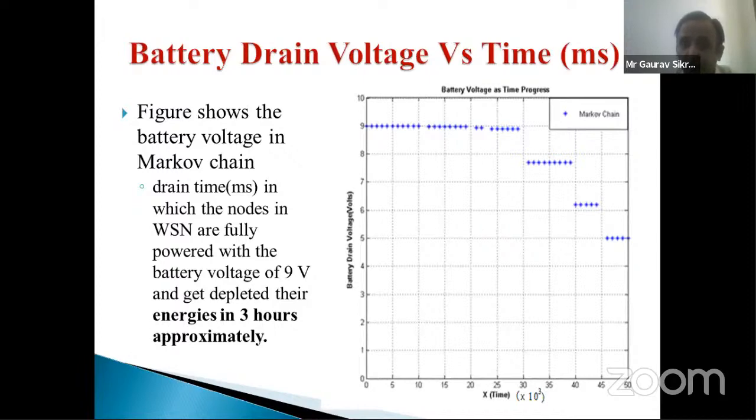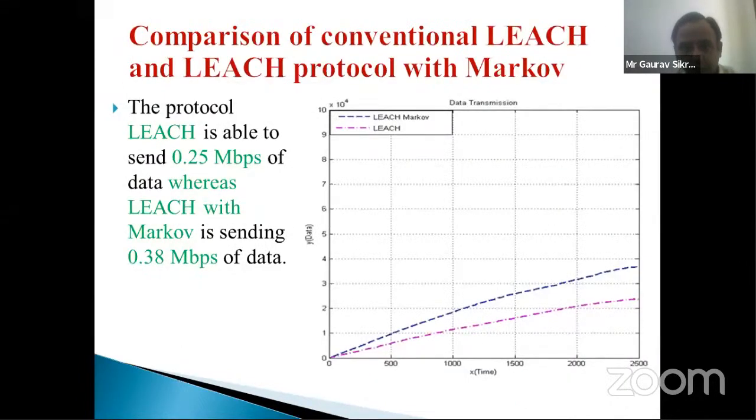A 9-volt battery is normally used for the wireless sensor nodes. Using Markov modeling, it increases the depletion time. The battery will have more life in the case of Markov modeling. In terms of data handling capacity, LEACH uses 0.25 Mbps of data, and with LEACH, Markov is using 0.38 Mbps of data.